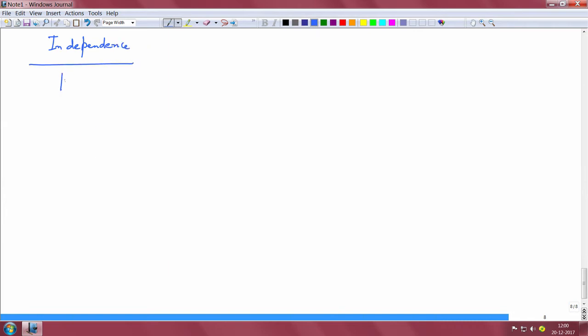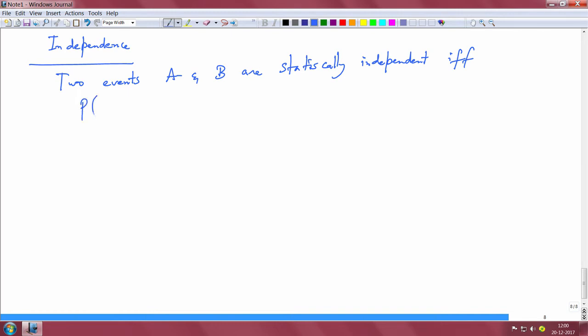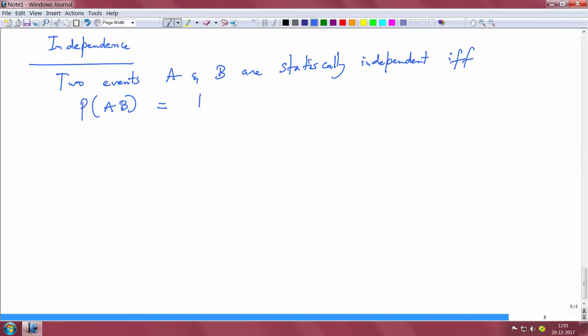Independence. Two events A and B are statistically independent if and only if the probability of the joint occurrence of the events A and B can be decomposed as probability of A times probability of B.